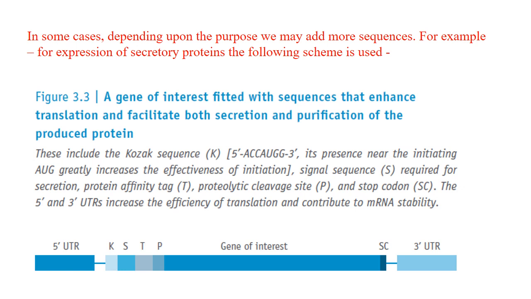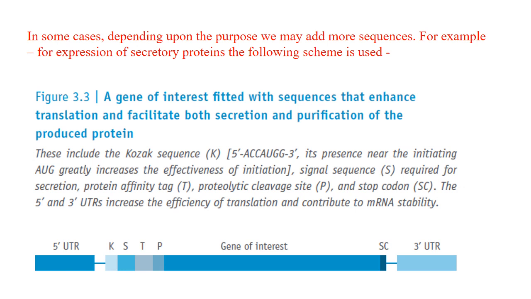Signal sequences, sorry, required for secretion, protein affinity tag like T, proteolytic cleavage site P, and stop codons like SC. And besides, there will be 5' UTRs and 3' UTRs regions which are important for eukaryotic gene expression, which we have already discussed in our molecular biology classes.